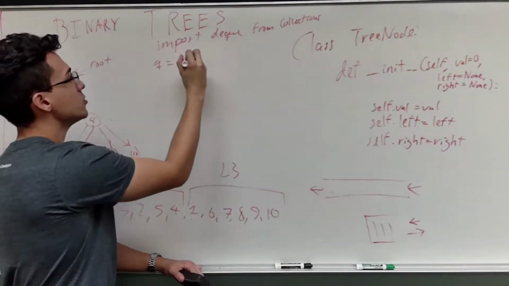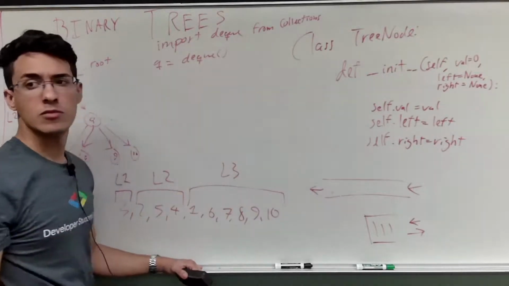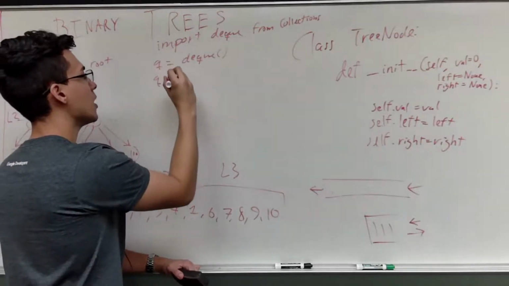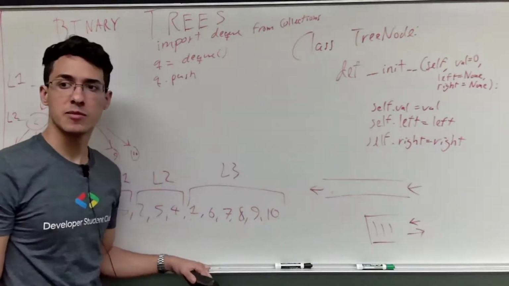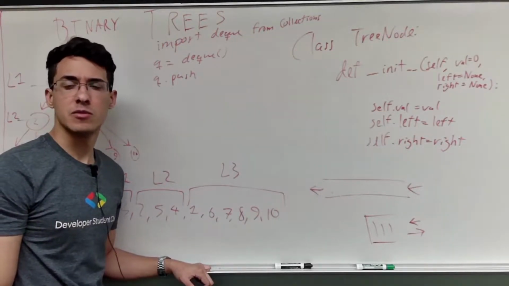So Q equals deque, like that, and then Q dot push. So now it's push, right? Push to the left. I don't need to specify, right? No, is it enqueue?